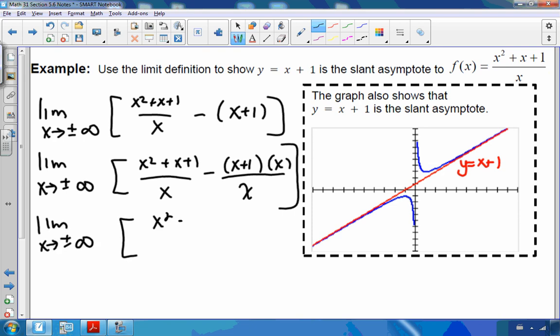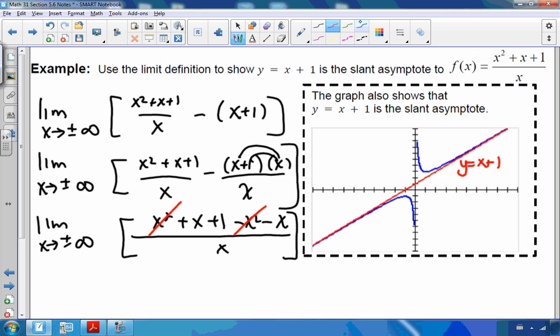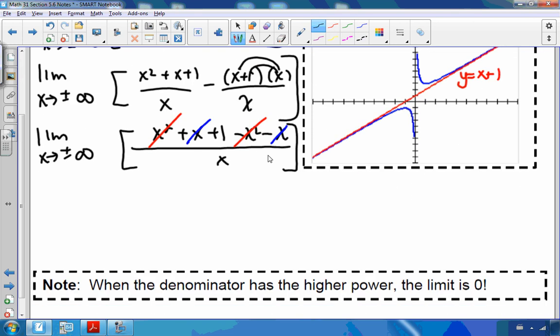So I have x squared plus x plus 1, and then I'm going to take away x times x and take away x times 1, all over x. Okay, and you can see there's a whole bunch of things that cancel. x squared take away x squared is gone. x take away x is gone. I'm just left with 1 over x. So I'm going to look at the limit as x approaches positive and negative infinity of 1 over x.